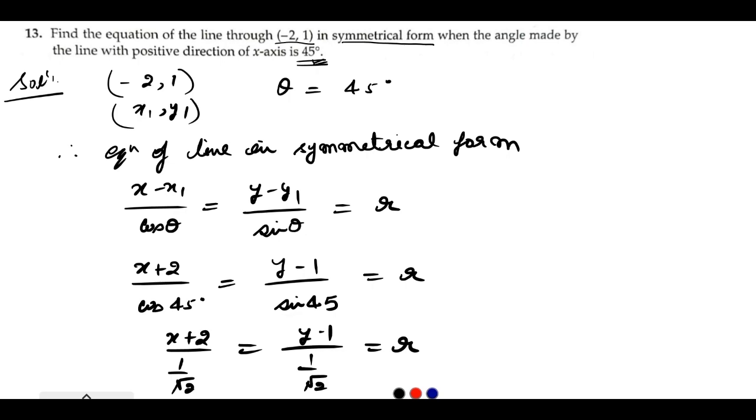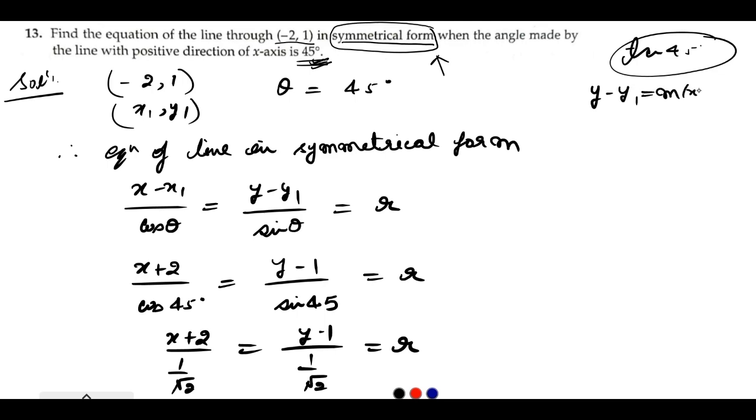Look at the question. If the symmetrical form word is not given in the question, then what will be the question? Find the equation of the line through this point when the angle made by the line with positive direction of x-axis. Then you can apply slope point formula for this because you can find slope with this angle. If inclination is 45, then slope will be tan 45, 1.